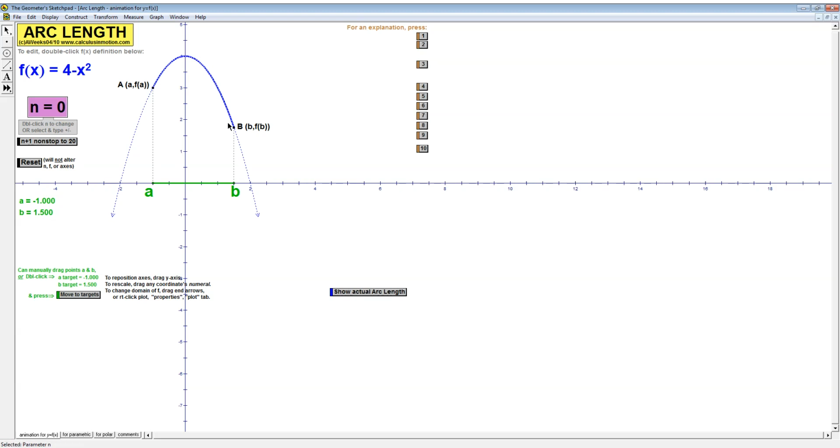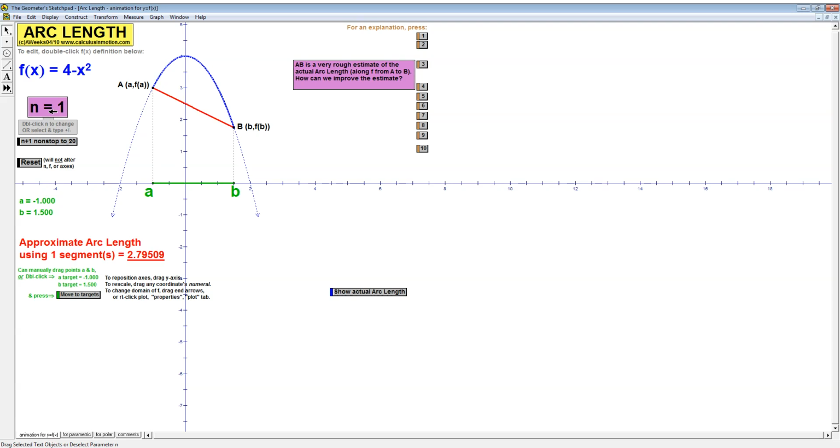Well, we don't have anything for that yet, but we do know the length of a line segment. That's our distance formula. So if we actually increase the number of intervals, we're going to increase it to 1. So we're going to find the distance of that line right there, which we can absolutely do because we have our x coordinates and we can plug them in and we get our y coordinates. And using the distance formula, we find out the length of that line right there is 2.8.